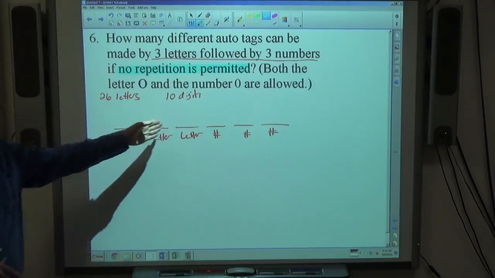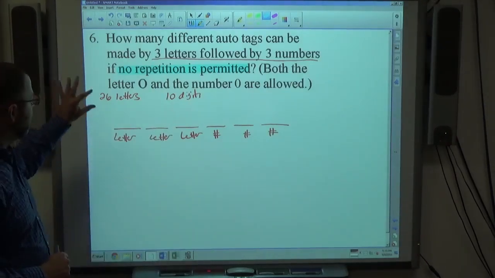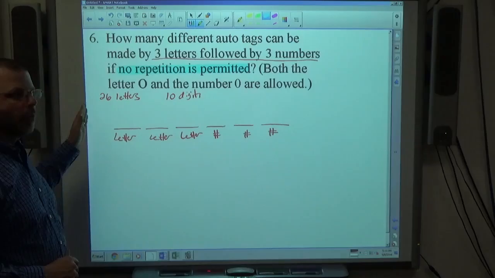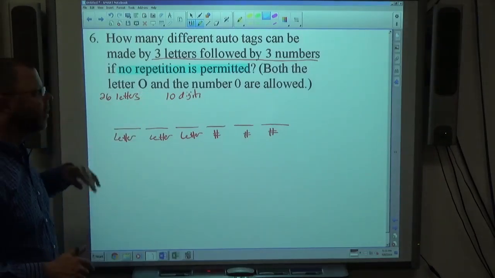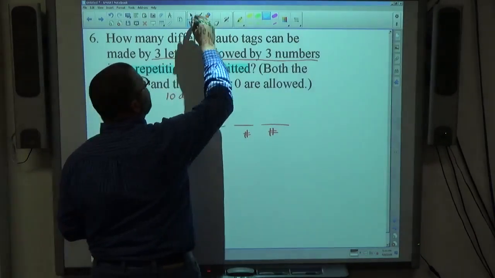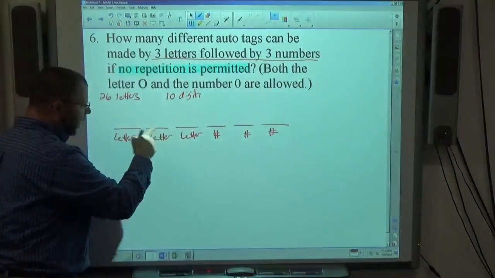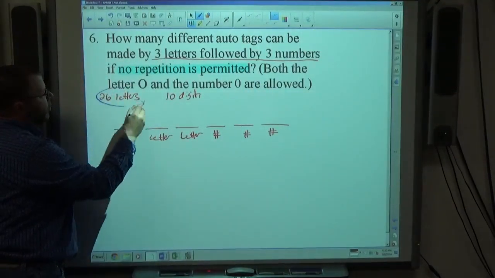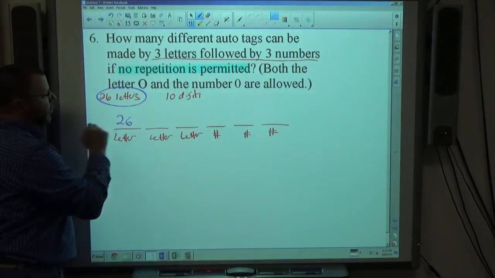So I can do A, A, A, that would not be legal. I can go A, C, D, that's fine, or I can go A, Y, Z, whatever. But I can't write the same letter 3 times in a row. So, when I'm picking out the letters, I have 26 letters to choose from. Any one of those 26 letters can go in the first slot.